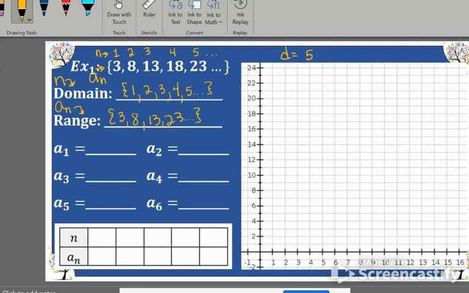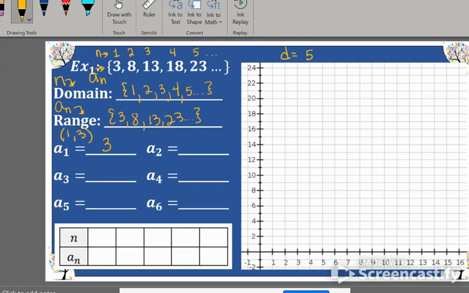Sometimes I am asked, how many elements do you need? You need to list as many in which someone can see the pattern. So I can see the pattern after about 5. So 3, 4, 5 elements is sufficient. Now, here is our notation. A sub 1, instead of f of x or y, we say a sub 1, our first term is 3. So that would be an ordered pair, 1, 3.